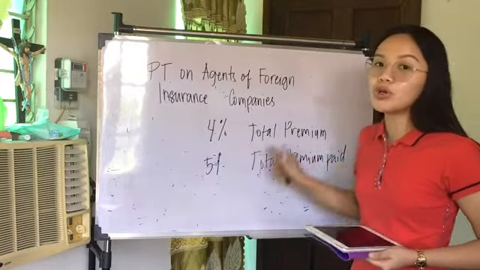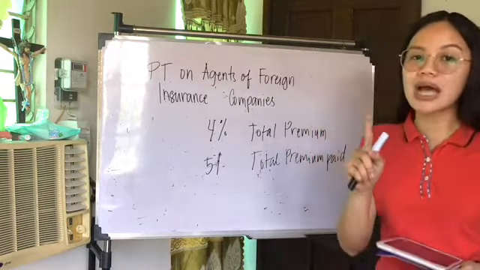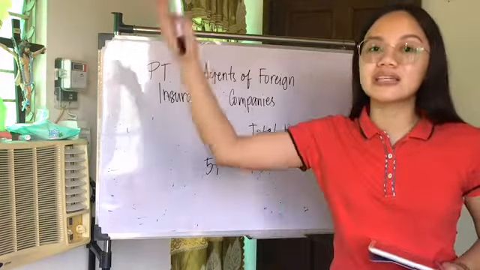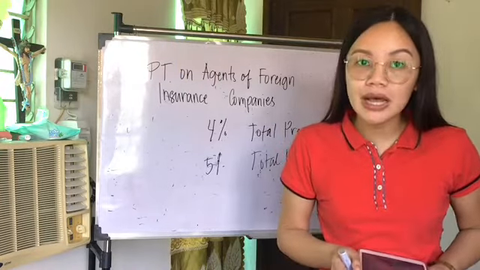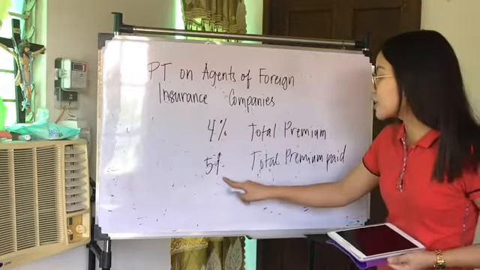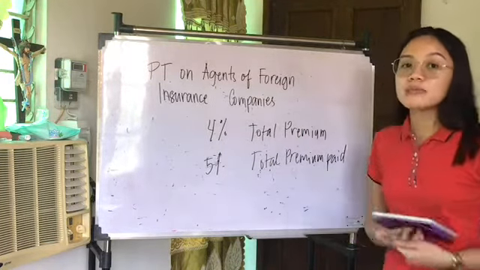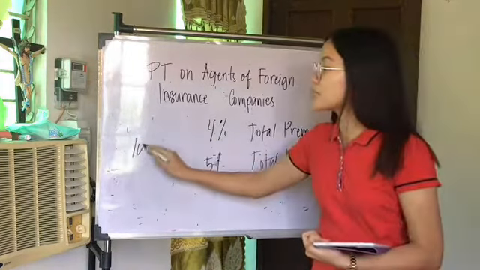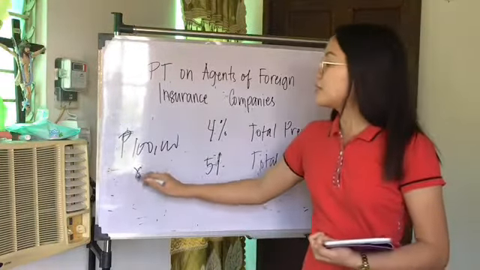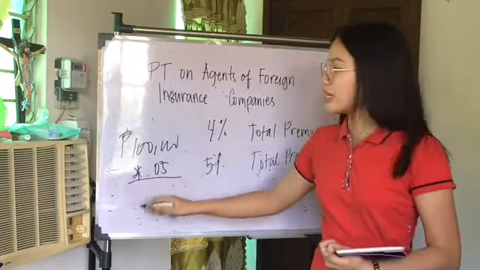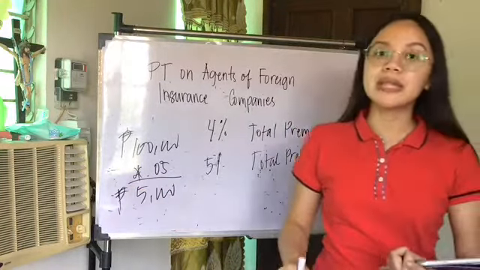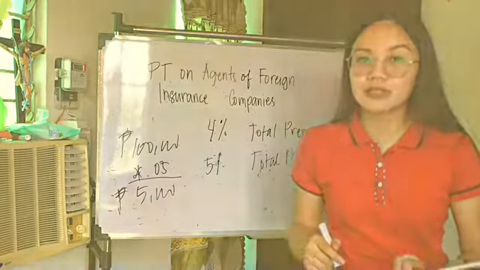ng total premium collected. Or, meron pang isa. It's either ikaw na may property here in the Philippines at directly ka nag-transact sa foreign insurance company outside the Philippines, you are subject to 5% total premium paid. That means, if nagbayad ka ng 100,000 pesos for your premium for a foreign insurance company, papatungan ka ng 5%. So, meron kang babayaran na additional tax dito sa Pilipinas na 5,000 pesos.